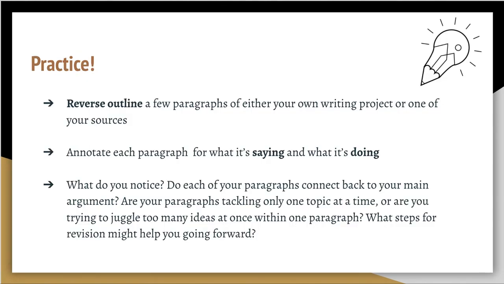Now it's time to practice. I realize that we might be running a little short on time for this session, so I encourage each of you to practice reverse outlining the next time you work on revising your project. For now, choose even just 1 or 2 paragraphs from your own work or from one of your sources. Annotate each paragraph, making notes about what each paragraph is saying and doing. It's helpful to limit your annotations to about 5 to 10 words each.